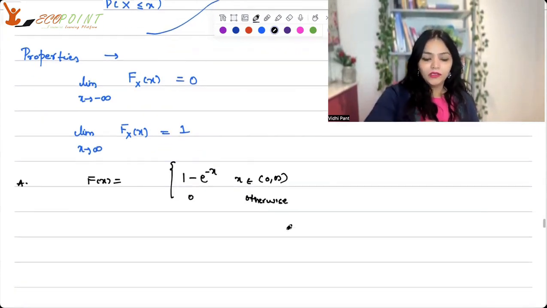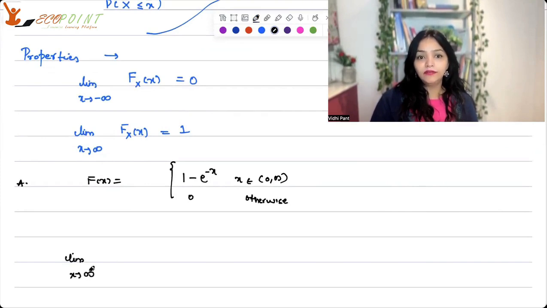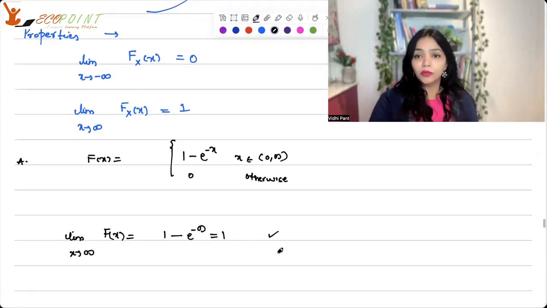Okay. So हम क्या करेंगे? हम देखेंगे limit as x tends to infinity of capital F(x) in here. Well, the limit will behave like 1 minus e to the power minus infinity. So the limit turns out to be 1. This is happening. Limit does turn out to be 1.